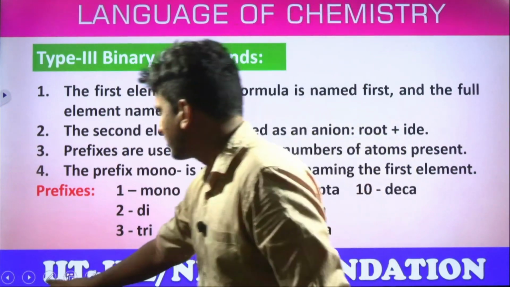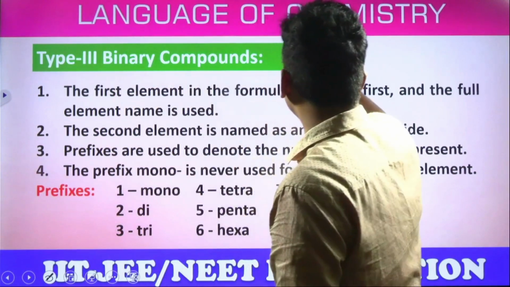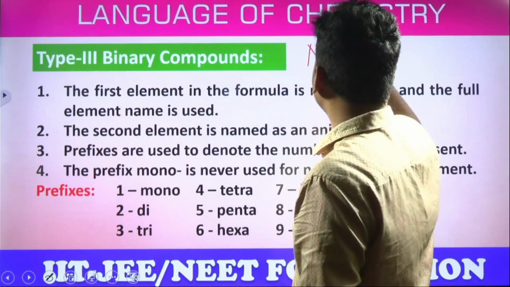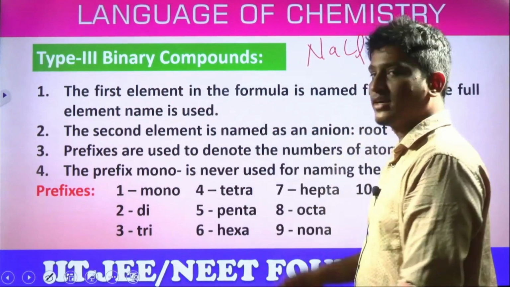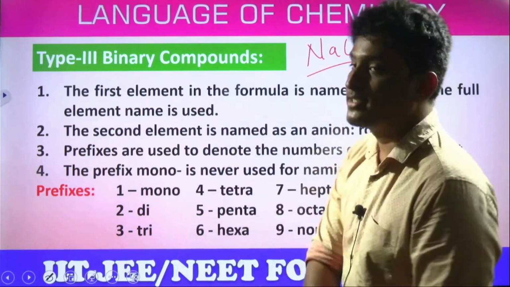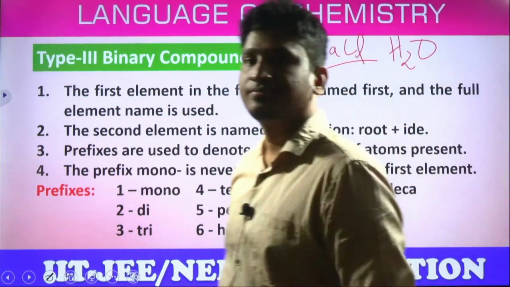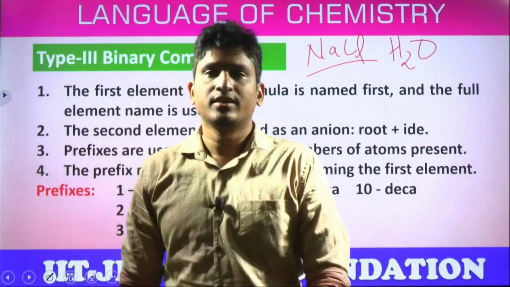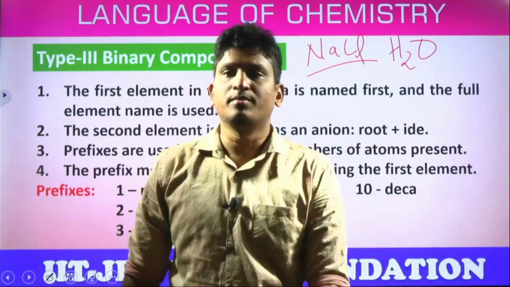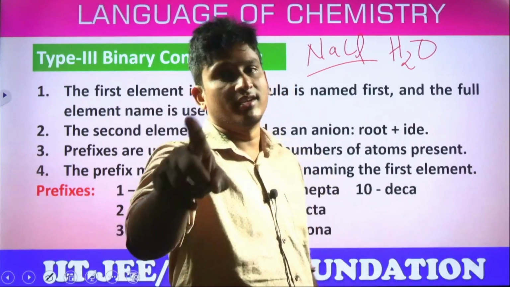So, one second, students. Sodium chloride, is it ionic or molecular? Sodium is a metal, right? Chlorine is a non-metal, right? This is an ionic compound. H2O, is it ionic or molecular? Hydrogen is a non-metal. Oxygen is a non-metal. So the compound is molecular, like that.